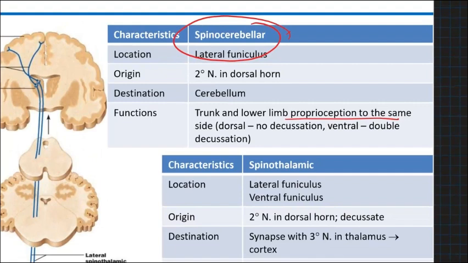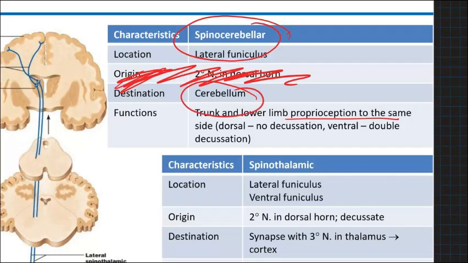Now, again, to clarify, origin, absolutely no. Final destination, yes. Location, no. Type of signal, yes. Details about decussation, no.